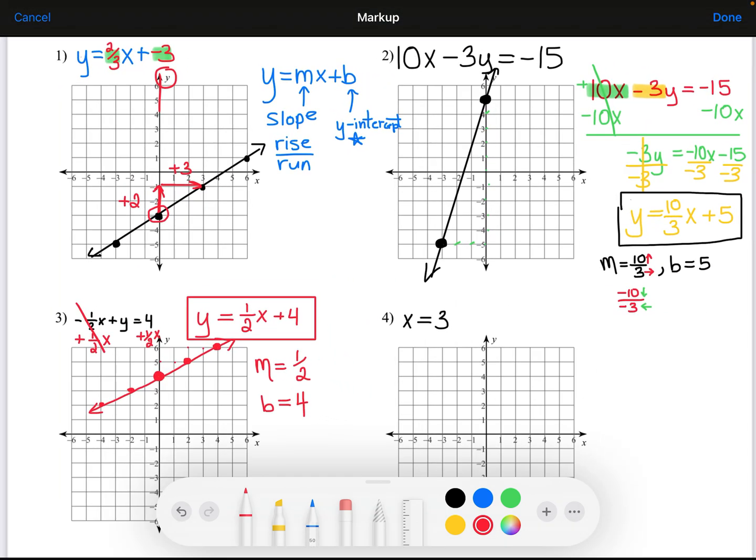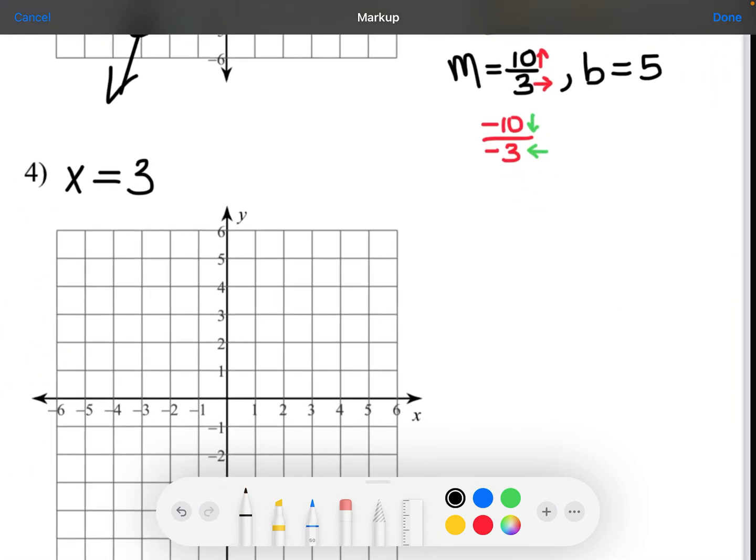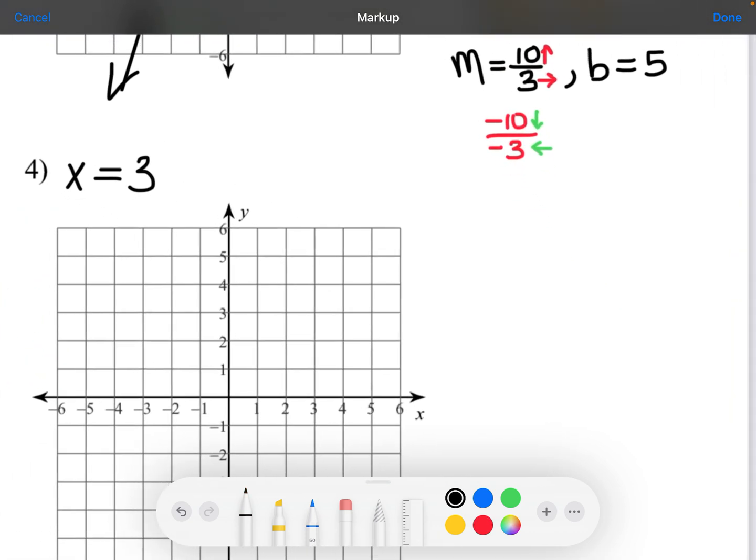Finally, problem number 4, x equals 3. So this one looks completely different than our other 3 equations. One acronym that we can use to help us remember how to work with x equals a number or y equals a number is HOIVUX. It sounds silly, but it does come in handy to help you remember.